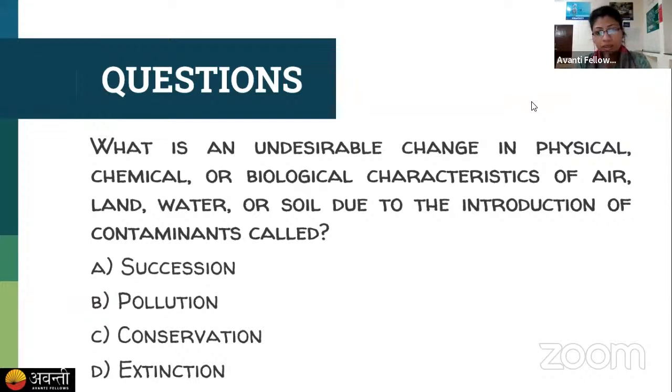But before that, please give me the answer to this question: what is an undesirable change in physical, chemical or biological characteristic of air, land, water or soil due to the introduction of contaminants called? So here we are saying, if contaminants are introduced in any part of our environment, either water, air, or land, what will it be called? You can give your answer through this poll. So the poll is here.